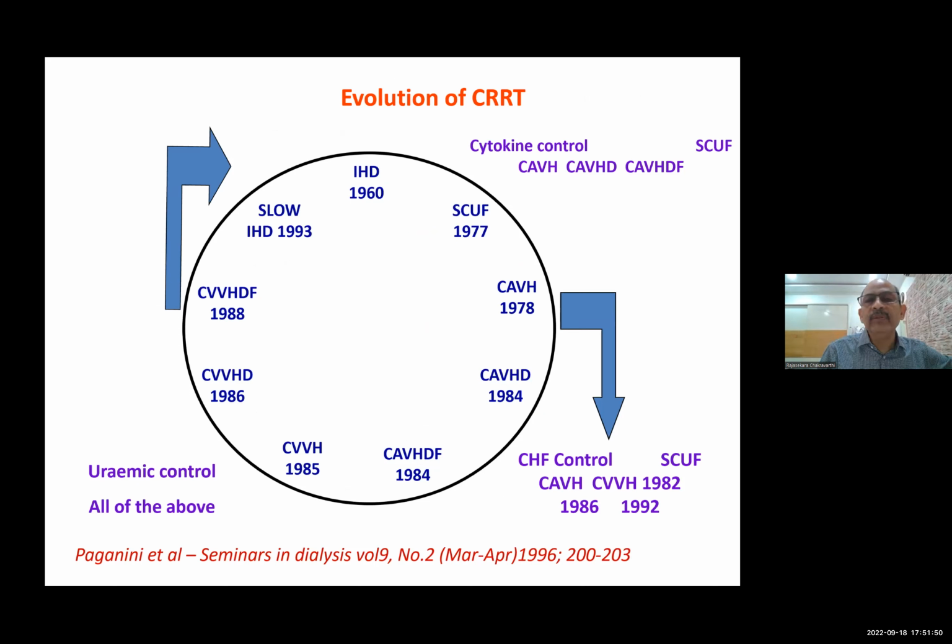So if you look at CRRT per se, it has gone through a lot of evolution. Starting from the 1960s to now, we have come back to an entire spectrum of doing continuous modalities for renal support, which need not wait till there is a significant renal failure. Also, what is the indication? Cytokine control versus renal failure versus heart failure, or you are having only fluid overload. This will determine what type of modality you want to use.